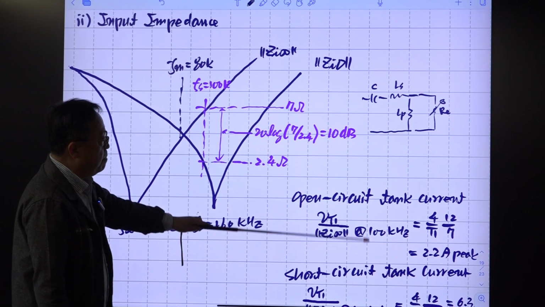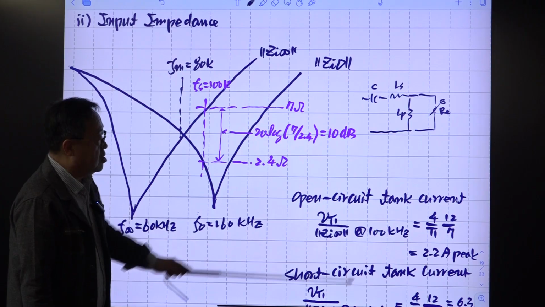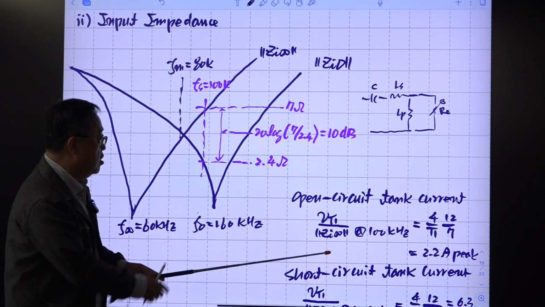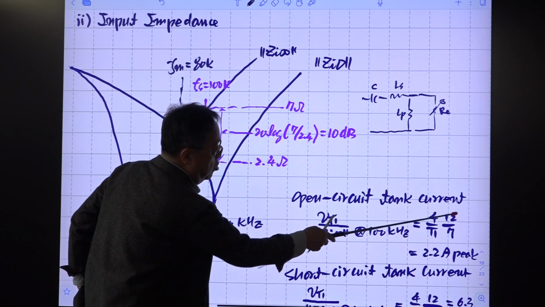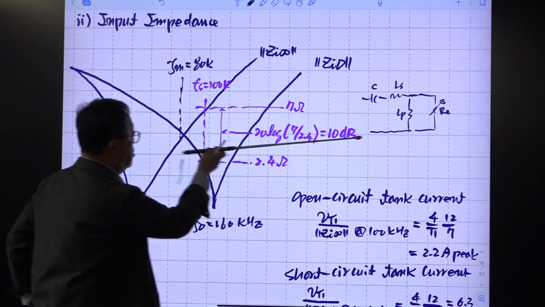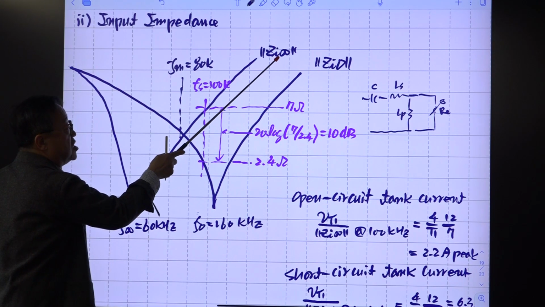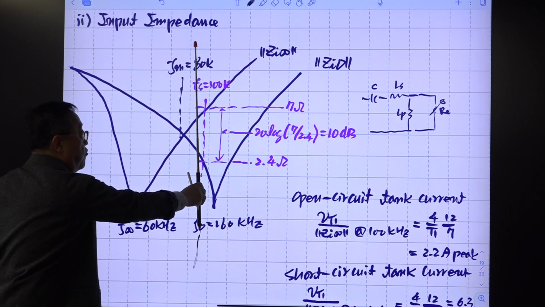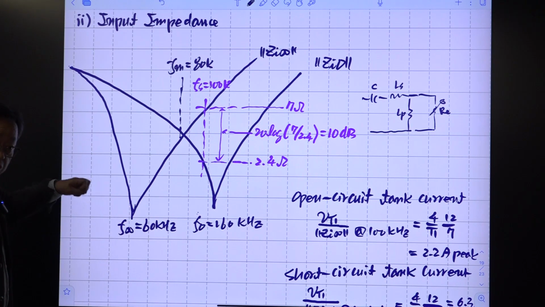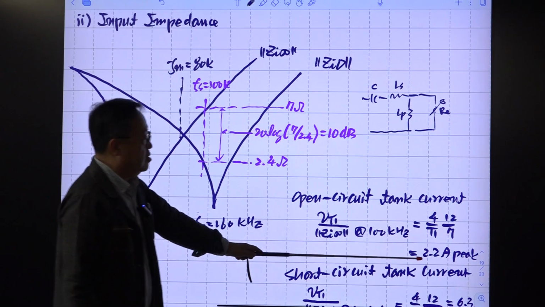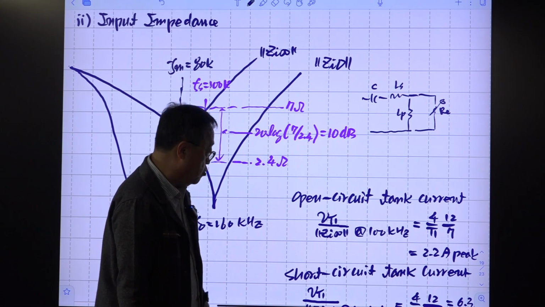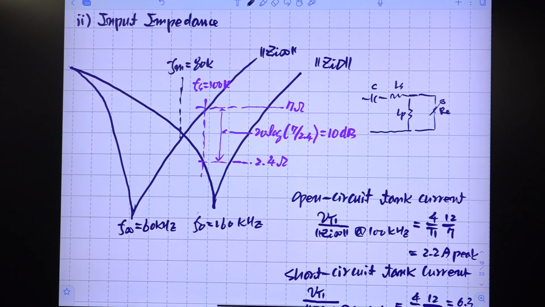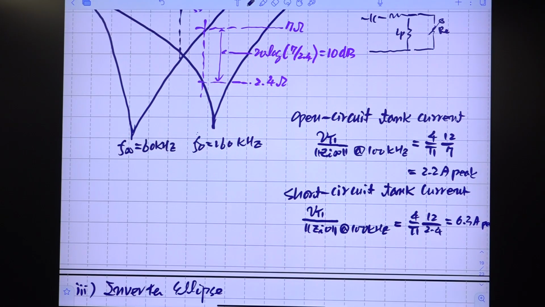So for example, at this switching frequency, the open circuit tank current can be measured. This is the tank voltage, the first harmonic component of tank voltage. This is the magnitude of this one, GI infinity. Evaluate at this frequency. This can be simulated or calculated. Then this open circuit tank current is 2.2 A. This is the peak value. And similarly, the short circuit tank current is evaluated like this.